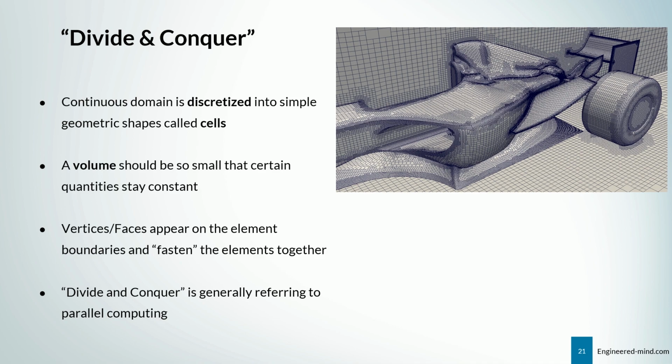And divide and conquer, as I already mentioned, is generally not referring to the approach of how we want to solve our problem, but it's referring to parallel computation, which means that we subdivide our domain, give each processor a specific domain, and let the processor calculate or solve this domain, and at the end bring everything together and let the processors communicate between each other so that we have the final solution at the end.